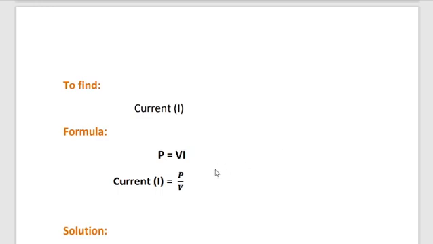How do we get this formula? Power P equal to work by time. Rate of work is power. So power P equal to work by time, and work is equal to VIT. So VIT divided by T, T and T cancel, and power P is equal to VI. The definition is: electric power is the product of electric current and potential difference. Then I equal to P divided by V.